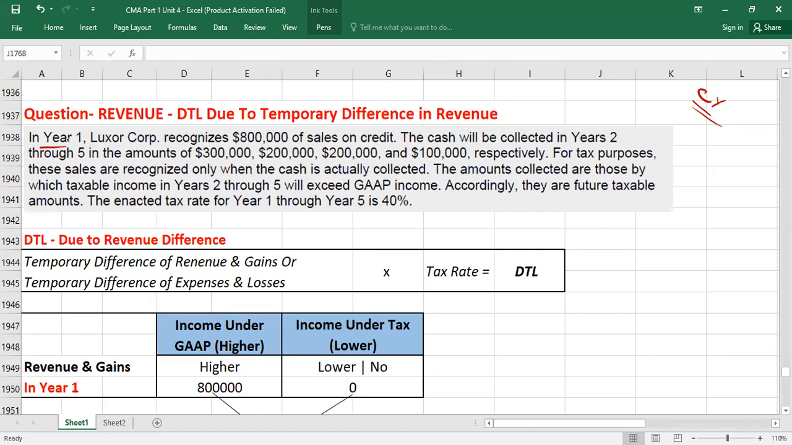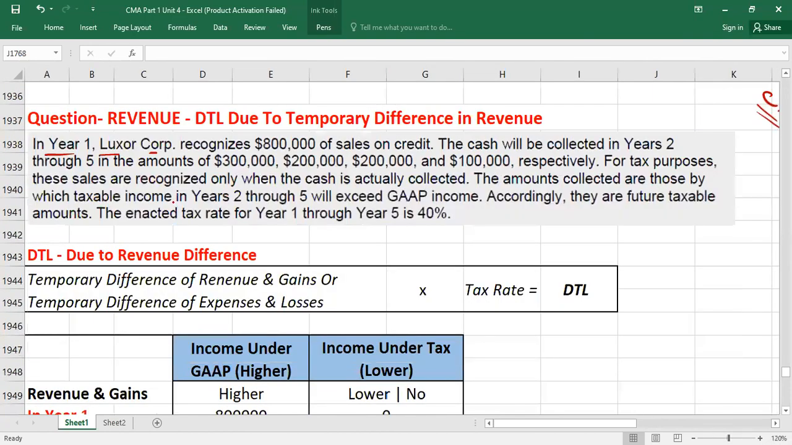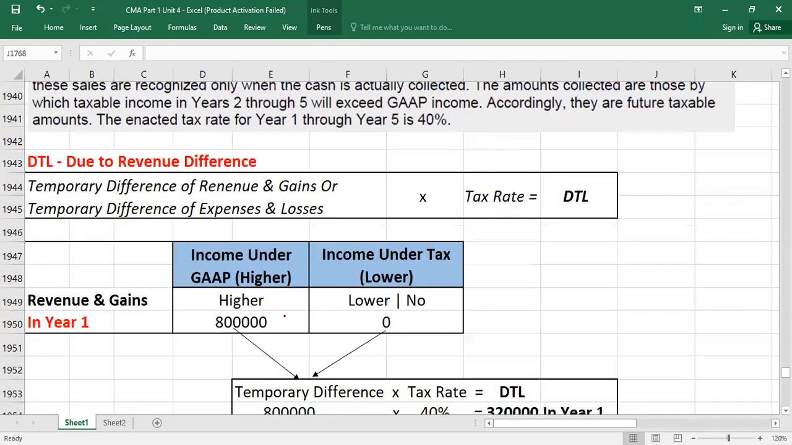For example, in year one, Luxor Corporation recognizes how much? 800,000 of sales on credit. Tell me, credit sale, where is it recorded, in accounting or in tax? Accounting. Credit sale is recorded in accounting. The tax authority usually accepts it when you receive the cash. Okay, it means in accounting what happened? So I'm just writing here income under GAAP and income under tax. Because you have to focus only on the current year, what happened in the current year? In the current year, there is a credit sale of how much? 800,000. I just wrote 800,000 under accounting.